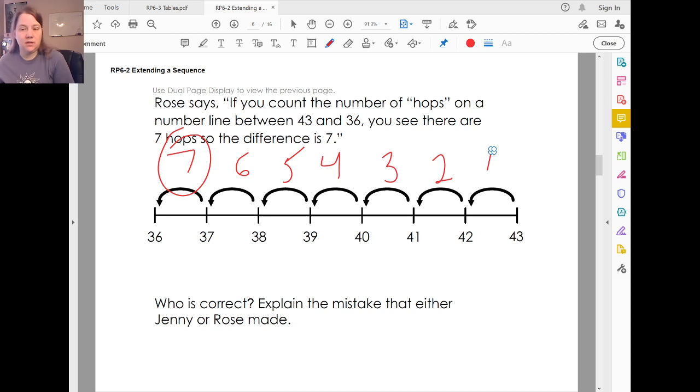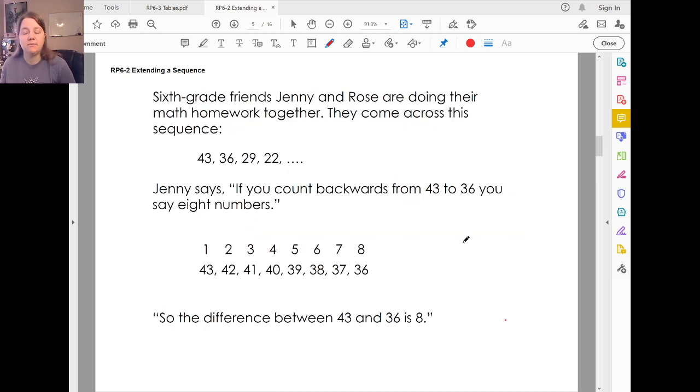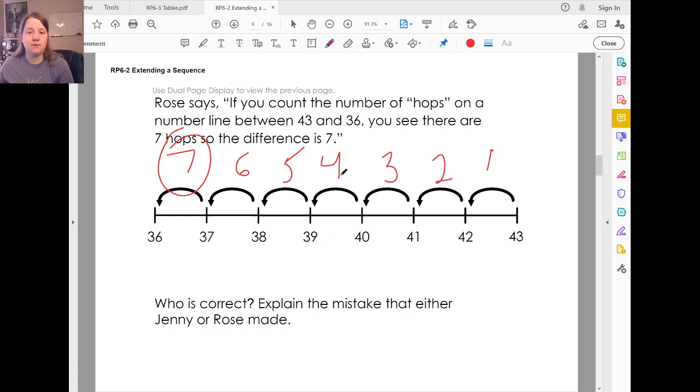What Rose is saying is correct because when you are counting back, you have the number that you start at, but you don't count the number that you start at. So to figure out from 43 to 36, you would start at 43. 42 is 1 change. 41, 40, 39, and you would continue on like that. What Jenny should have done is started counting here. And it should be 1, 2, 3, 4, 5, 6, 7. Because to go from 43 to 43 doesn't change anything. So counting those hops is the correct way to think about it.